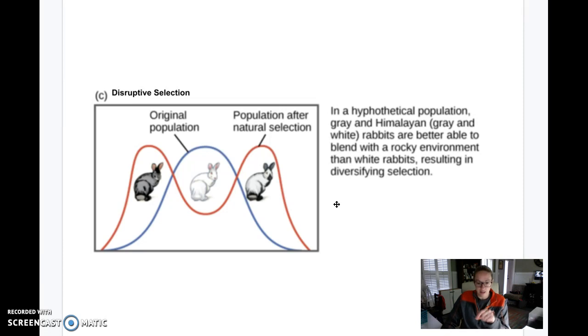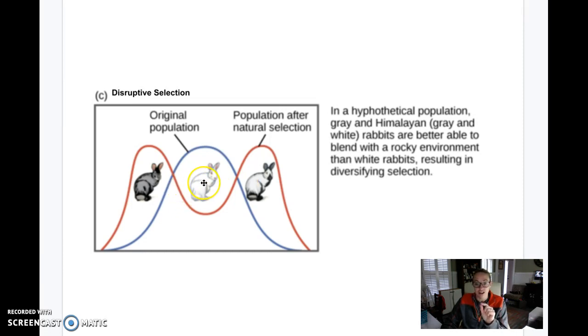I just liked this image. So you have a black bunny, a white bunny, and a Himalayan bunny. The Himalayan bunny is black and white at the same time. So a little ipso facto here, black and white at the same time. What type of Punnett square would that be? Would it be codominance, or would it be incomplete dominance? Let me know if you figure that out. I'm not going to tell you. I want you to figure it out.